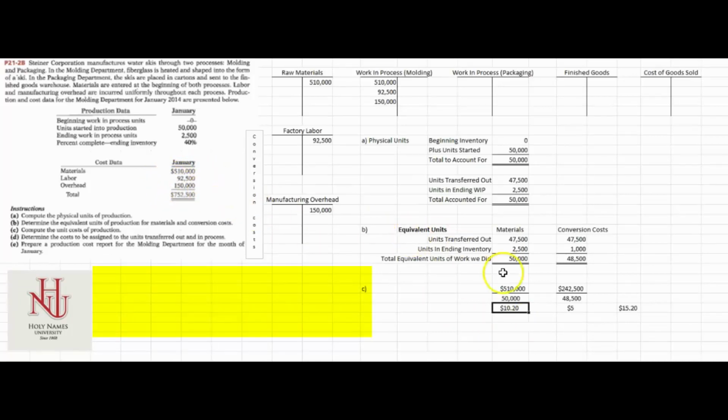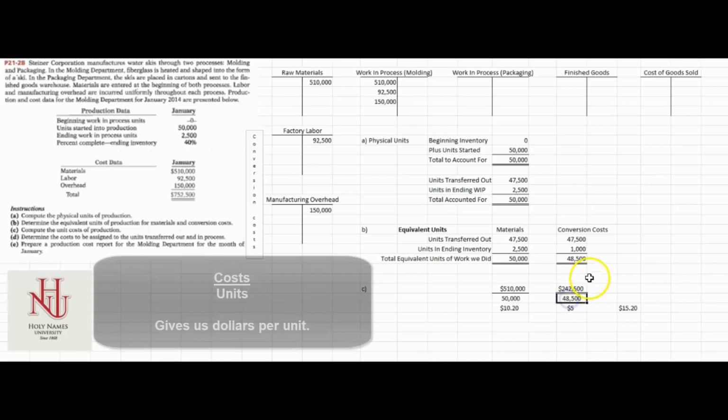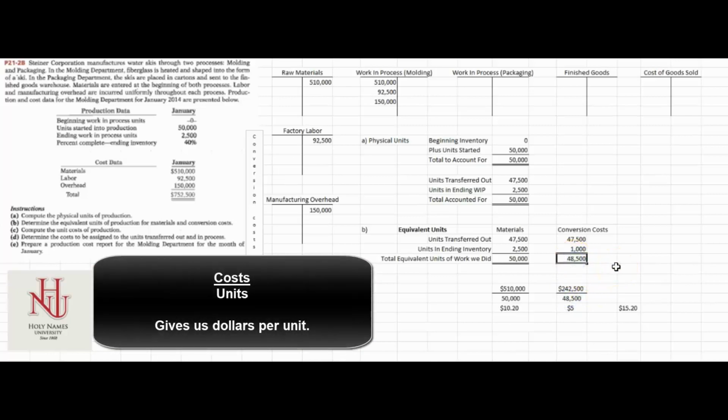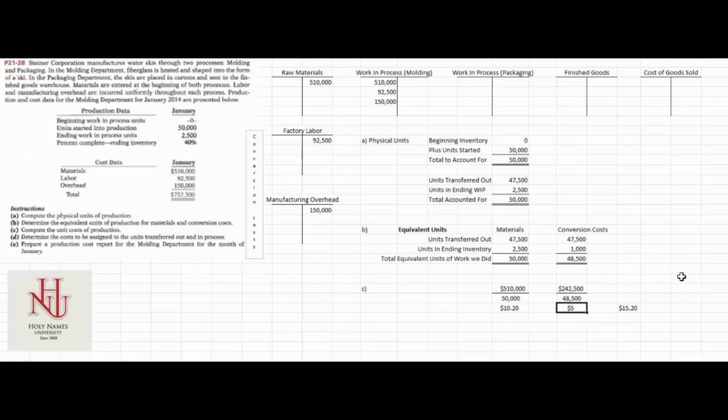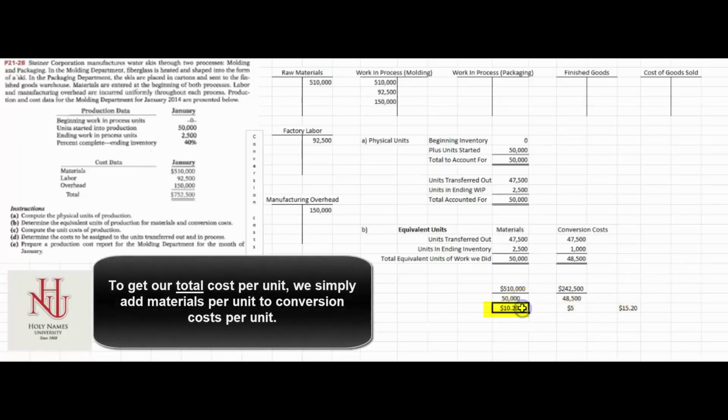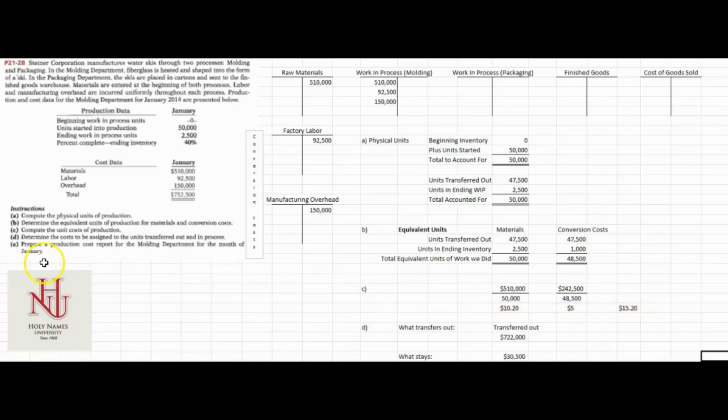How much did we spend on conversion costs? 92,500 plus 150,000 is 242,500. Dollars per unit. How much work did we do? As far as conversion costs go, we did 48,500 units worth of work. 242,500 divided by 48,500 units means that our conversion cost per unit was $5. Direct materials of $10.20 plus conversion costs of $5 means that our total cost per unit is $15.20 this month in the molding department.